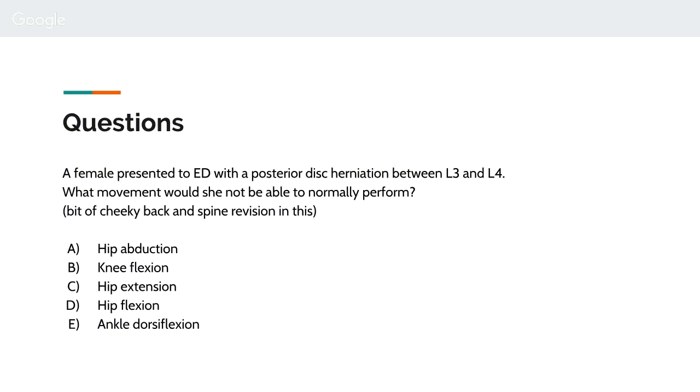A female presented to ED with a posterior disc herniation between L3 and 4. What movement would she not be able to perform? First up, what nerve is being pinched right now? L3, L2, or L4? L3, yep. So what can't she do?